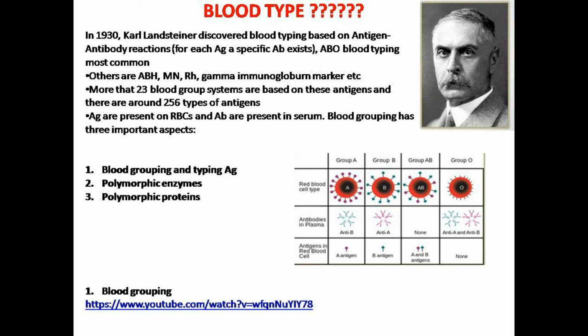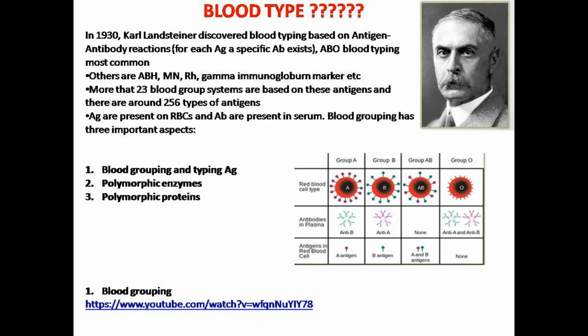Now the next question is, if the blood is present, then what type or group of blood is present at the crime site? There are different techniques for blood typing. One very famous technique was given by Karl Landsteiner. It is based on antigen-antibody reactions.